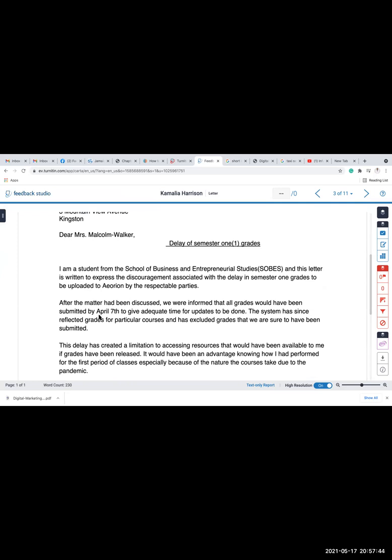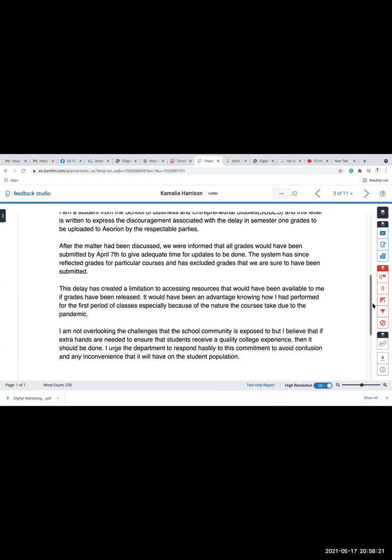"After the matter had been discussed, we were informed that all grades..." This seems as if there was a conversation that happened that I, as Dr. Malcolm, would not be privy to, because you're now saying after the matter had been discussed. Where was this discussed? There's no flow from the first paragraph into the second paragraph that indicates that there was a discussion. I hope you're seeing my point, Kamalia. Yes, sir, I'm seeing it.